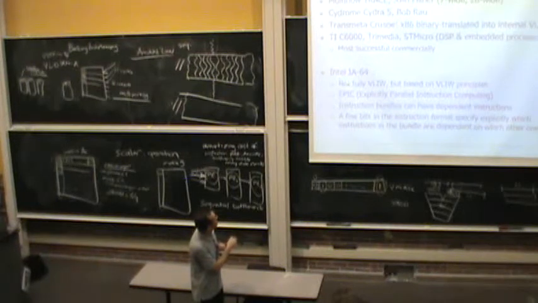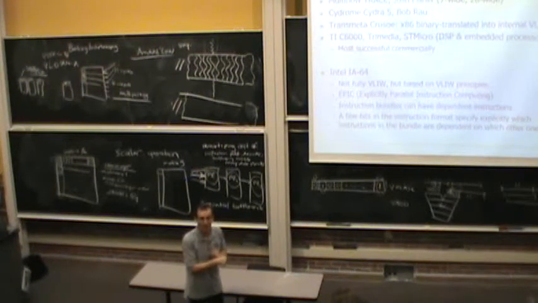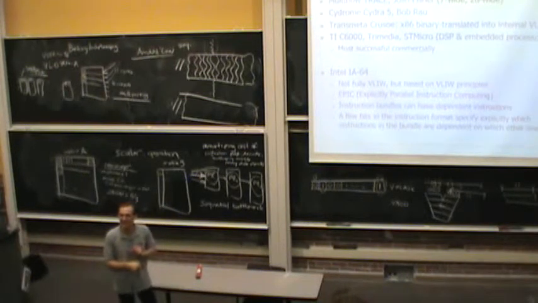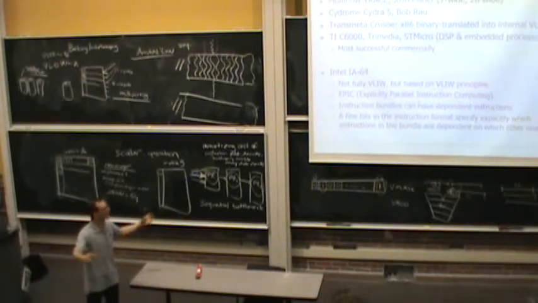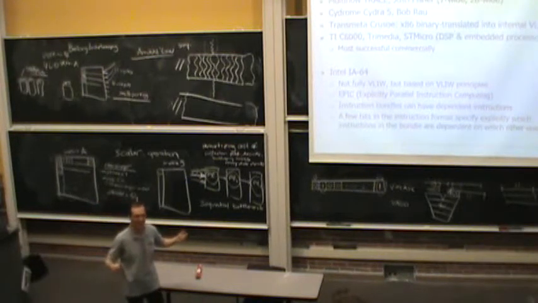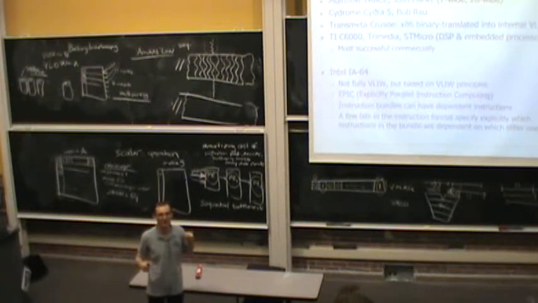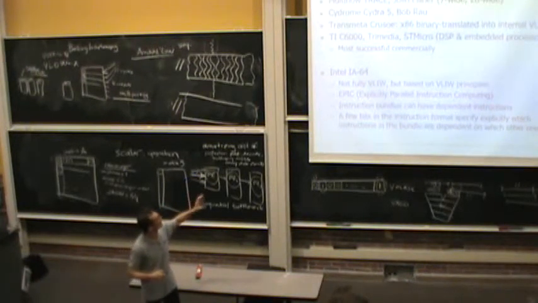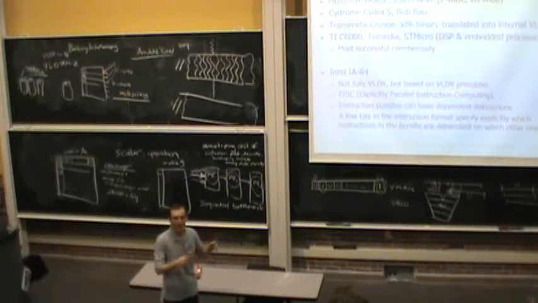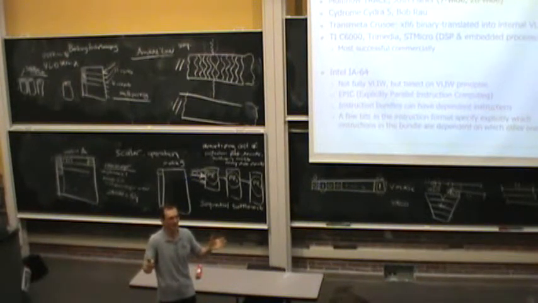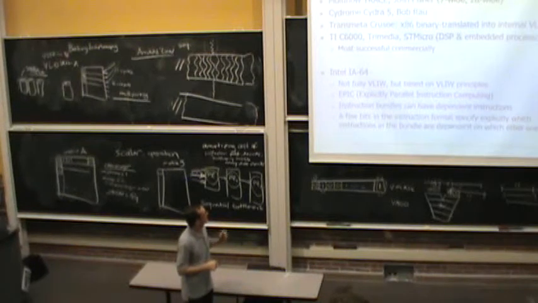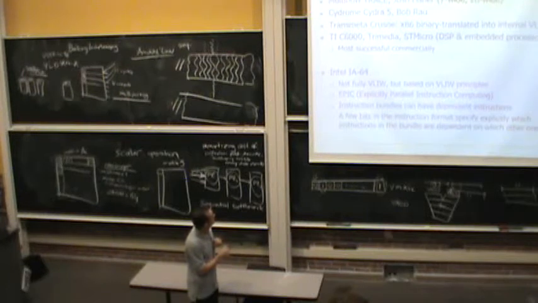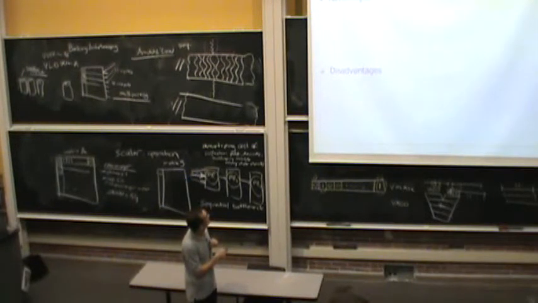Intel i64 is a similar machine. It's not fully VLIW, but based on these principles. Basically, they kind of violated these principles, so you can have instruction bundles that have dependent instructions. So the hardware is not as beautiful anymore. The hardware is really beautiful in a pure VLIW machine, right? You don't need to do anything, almost. In SIMD also hardware is beautiful, but it exploits a different kind of parallelism. Okay, I'll not go into Intel i64, but you can read it.